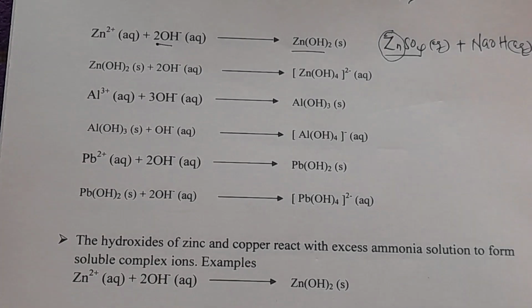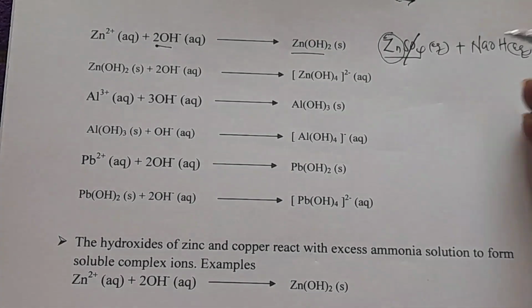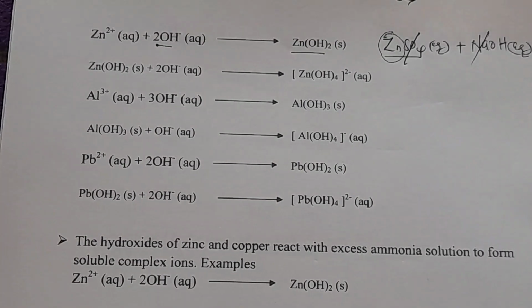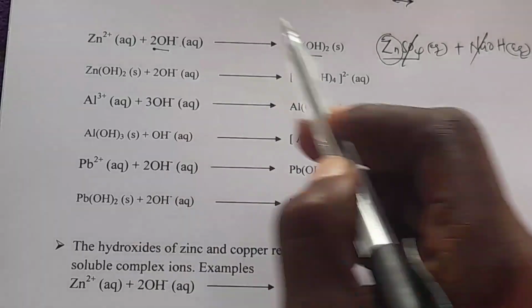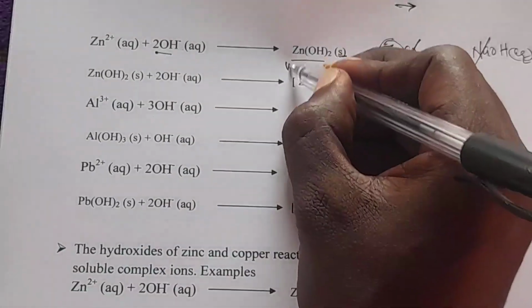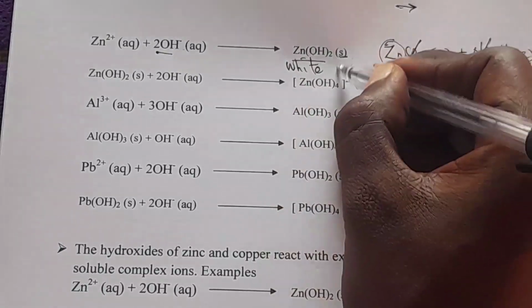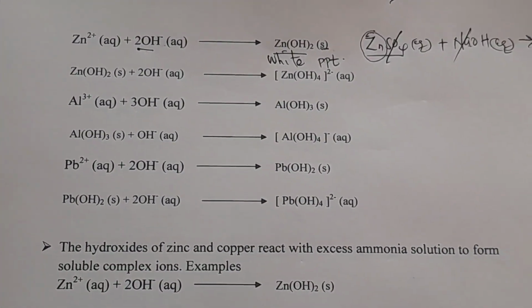So we are just writing the ionic equation to remove the spectator ions, like the sulfate ions and also the sodium ions. They are just spectator ions. So we have zinc 2 ions reacting with 2 moles of hydroxyl ions, giving you 1 mole of zinc hydroxide, which is a precipitate. The color of the precipitate that you are seeing will be a white precipitate.